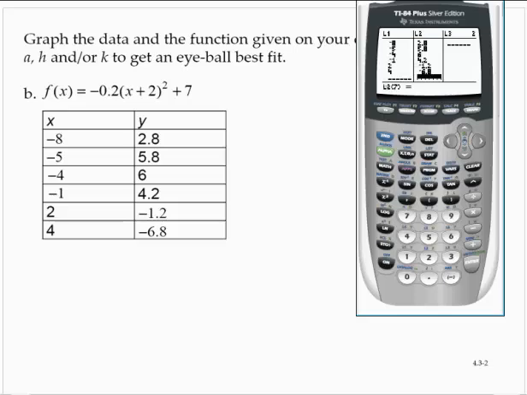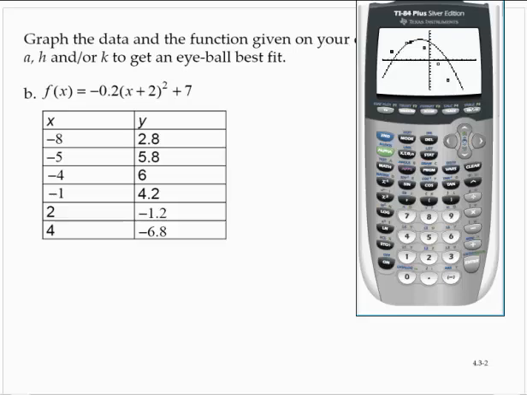Window, let's go from negative 10 to 10 on the x-axis. On the y-axis, negative 10 to 10. And a scale of 1s. Ooh, we clearly missed the points. The relative width looks okay, but it looks like we're just off to the side. So why don't we try to move it a little bit left?